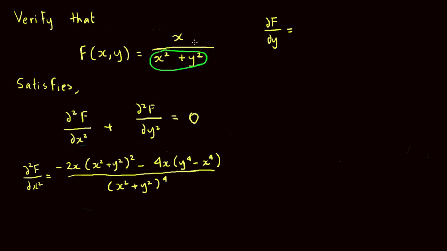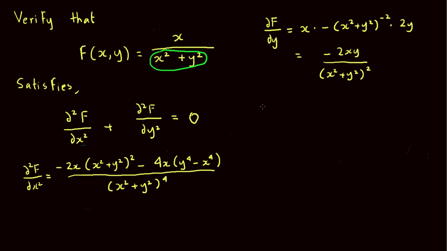So the top part doesn't really interest us anymore. Quite frankly, it's just a constant, so I'm just going to leave it as it is, x, and this will be multiplied by negative (x squared plus y squared) to the power of negative 2 times 2y. So in other words, it's simply negative 2xy over (x squared plus y squared) to the power of 2.